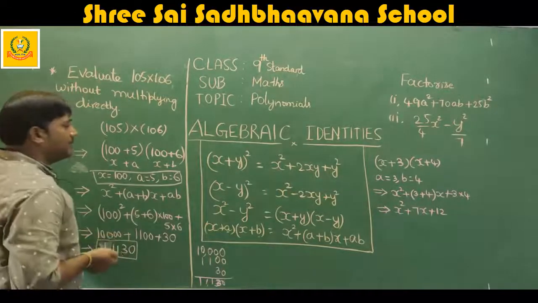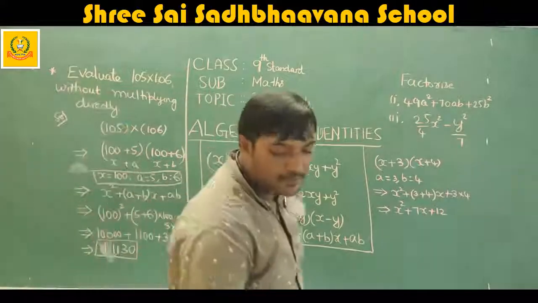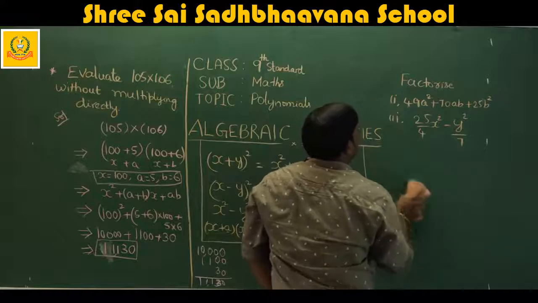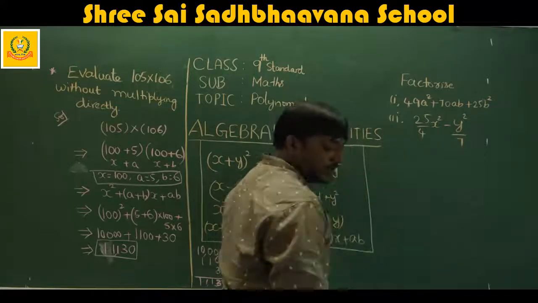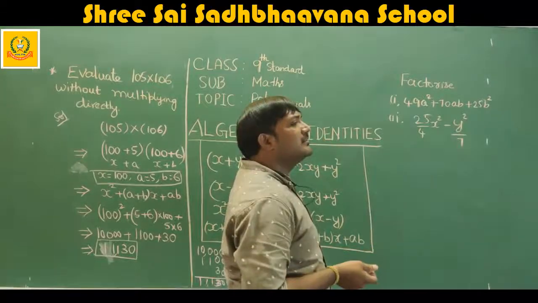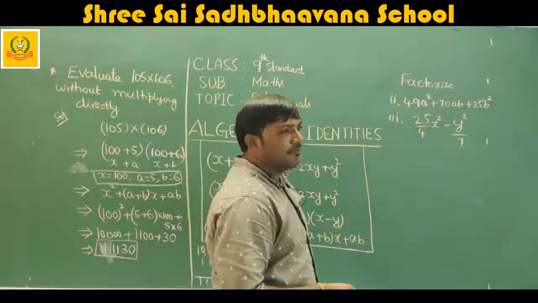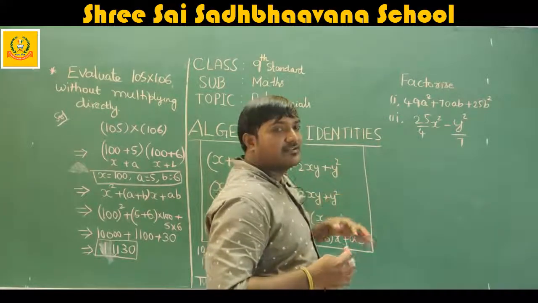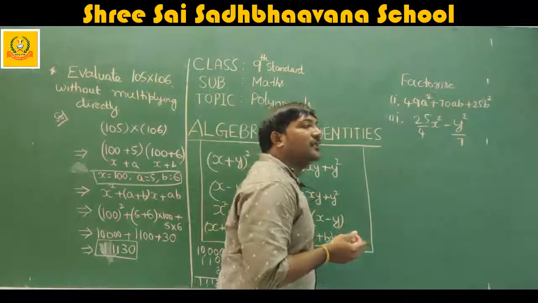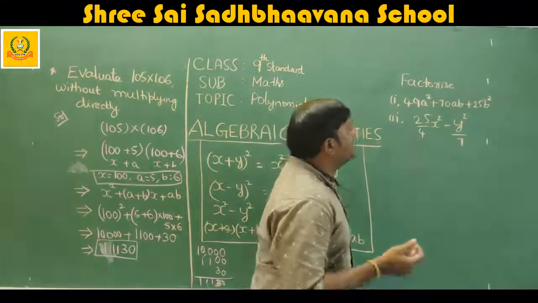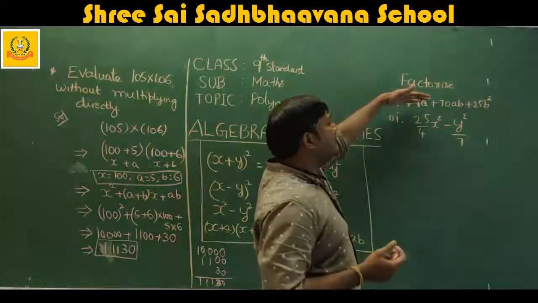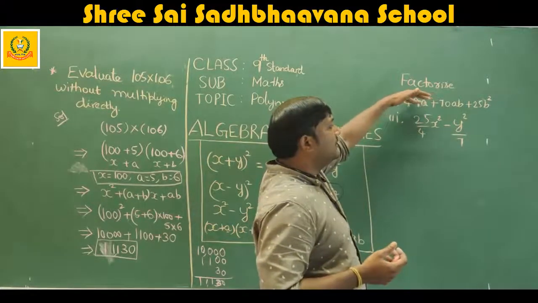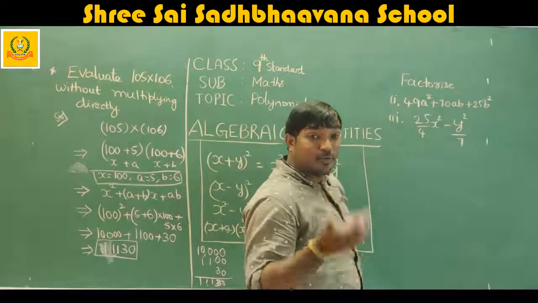Okay, fine. Next, we will go with the next sum, which is 49a square plus 70ab plus 25b square. Factorize. Maybe in the last class also I discussed the factorization part. Anyway, this is not that kind of factorization where we did middle term expansion. We are not splitting the middle term here. What we are doing is just applying or converting whatever terms are given into the respective identity.